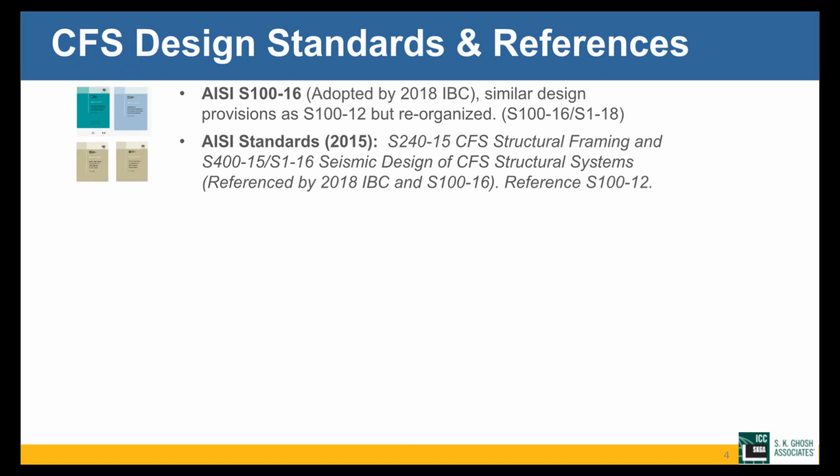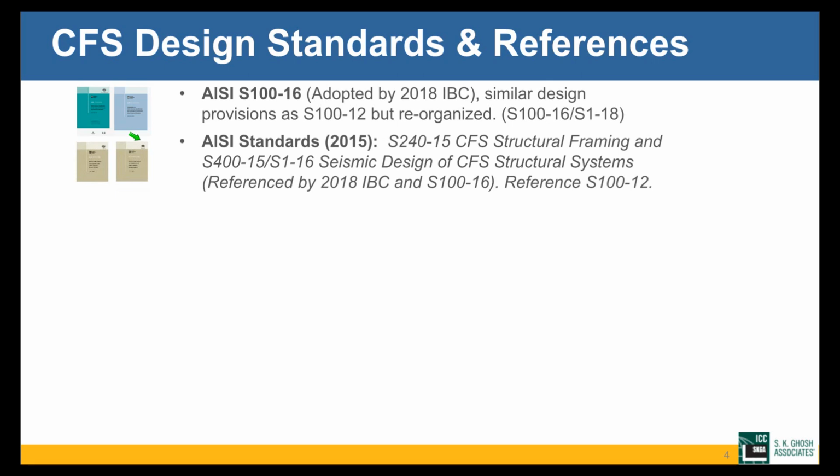So what should we have in our library? Well, the two primary documents every engineer should have in the library if you're dealing with cold form steel design is AISI S100 and also the AISI framing standards. So the latest version of S100 is the 2016 version, and this is adopted by the 2018 IBC. Now it has similar design provisions as the previous version, S112, but it's reorganized. And pretty significantly.